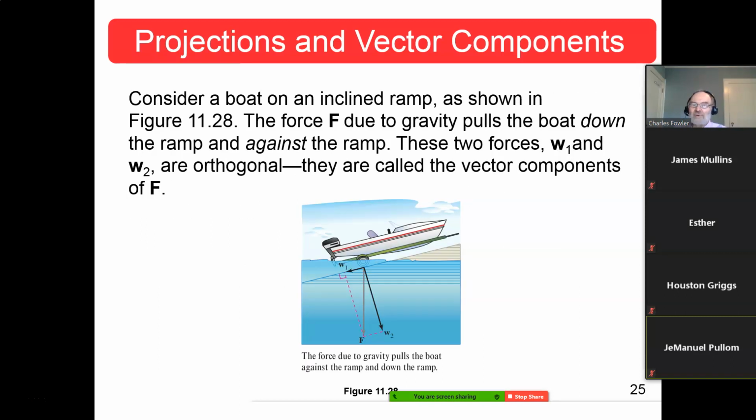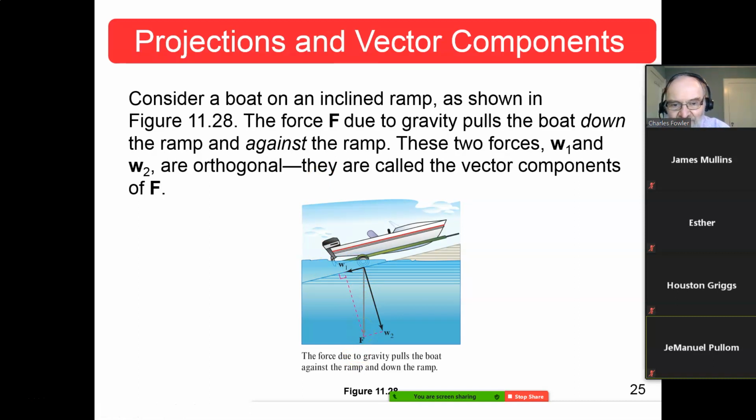This is a classic problem in physics. Let's consider a boat on an inclined ramp, shown here. Now, the interesting thing is they didn't say anything about the angle of the ramp. Usually they do, but you don't have to. They're just doing this figuratively. Now, the force due to gravity, guess what? Always points straight down. That is your force due to gravity, also called the weight.